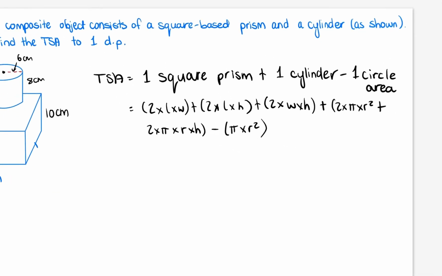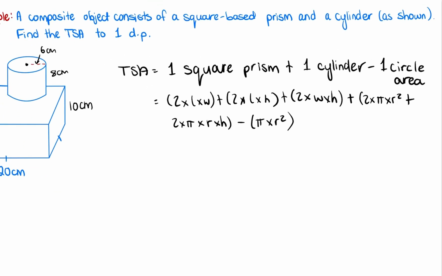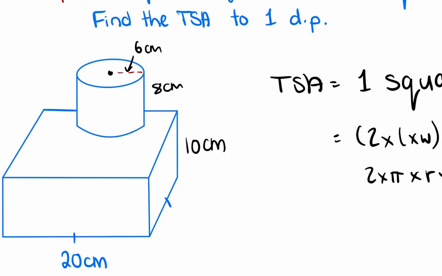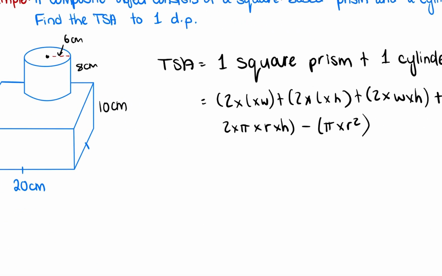So what I've already done to save a bit of time is I've written out what we've got in it. So we've got one square prism, which is just like a rectangular prism. We've got one cylinder, and then we do have to take away at the end the area of one circle, because that's the area here where they're both joined. That can't be included in our total surface area, because think of it like an area we can't paint because that's where they're joined.